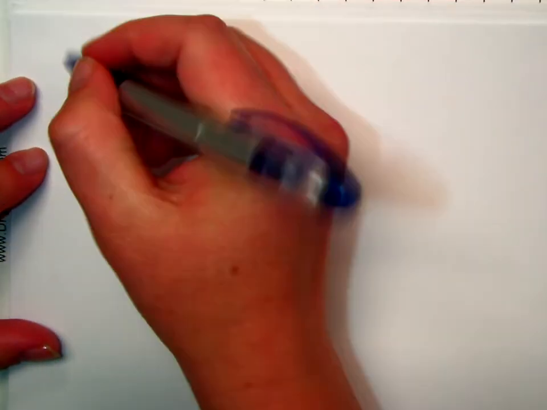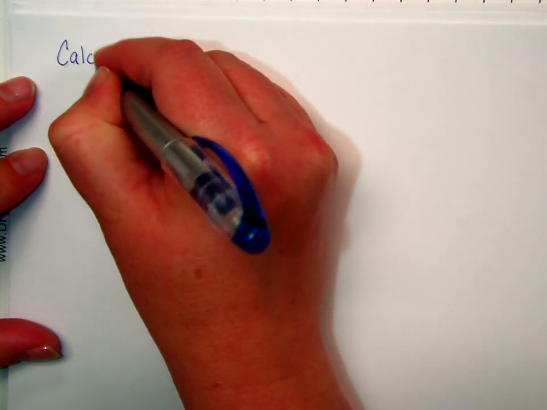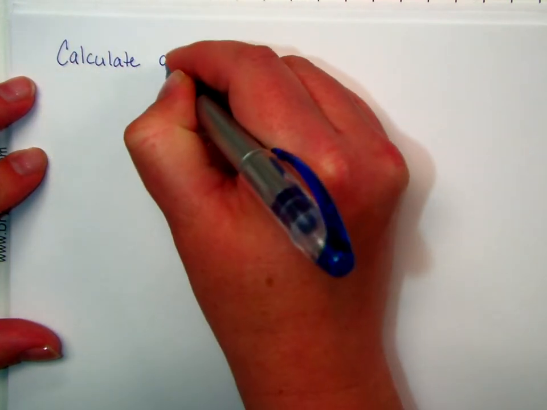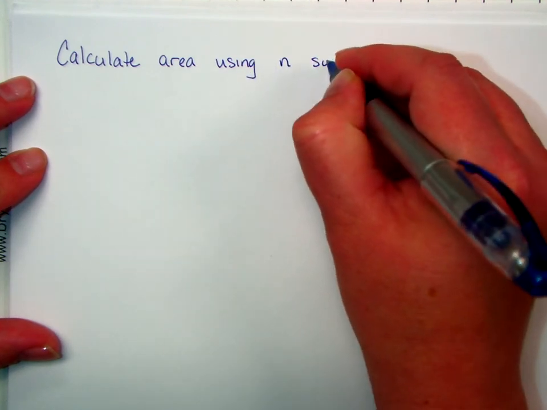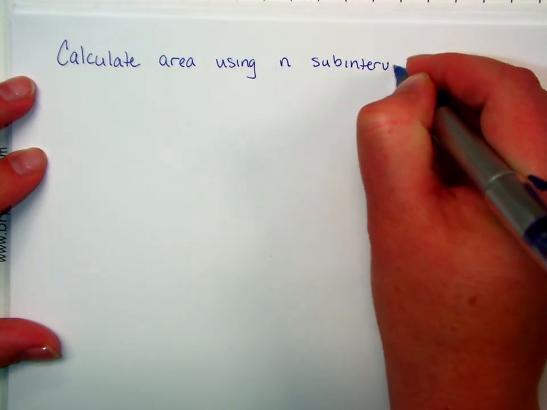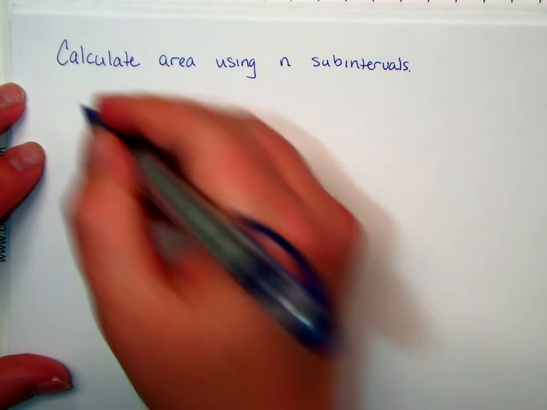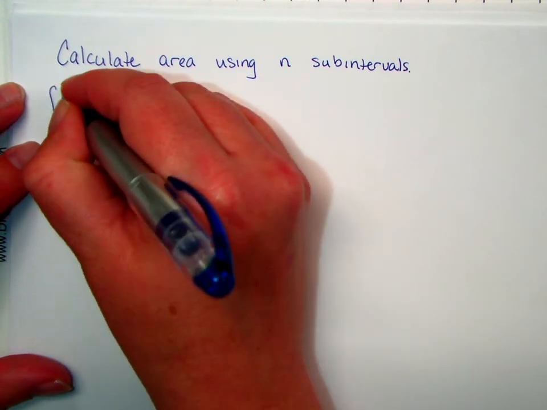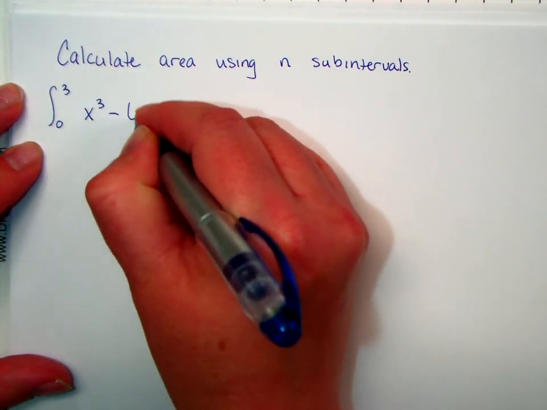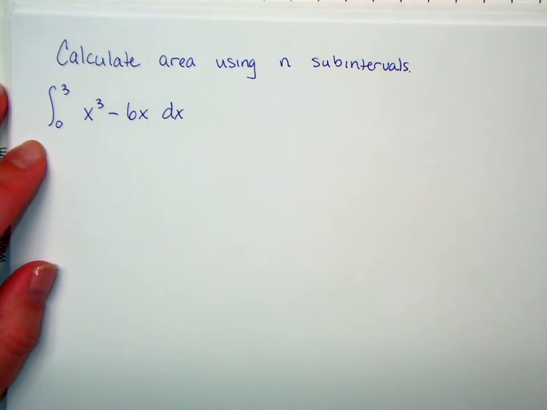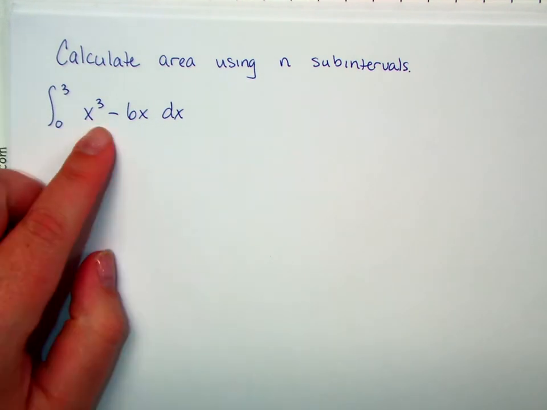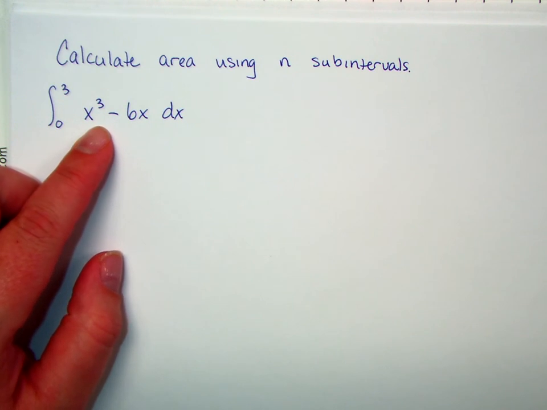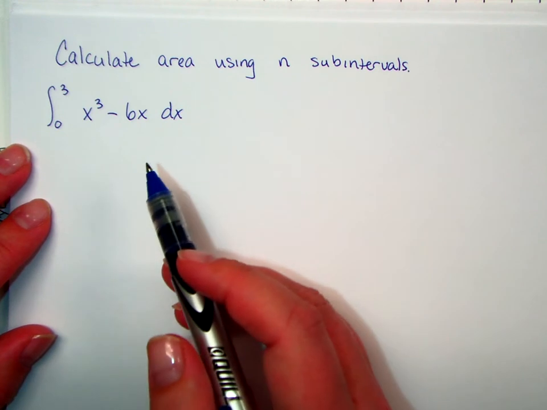All right, so the directions say calculate the area using n subintervals. So we're going to do the area from 0 to 3, x cubed minus 6x dx, right? So 0 is our lower limit, 3 is our upper limit, and our function is x cubed minus 6x. So we want to calculate the area between the curve and the x-axis, right, using n subintervals.